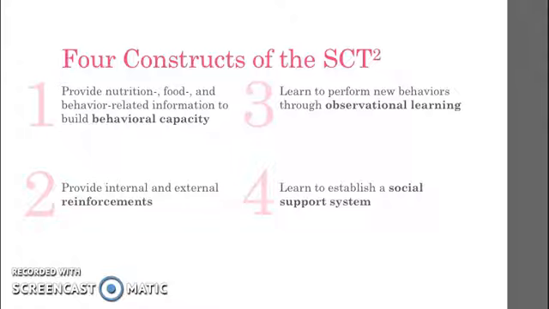These reinforcements may be encouraged with self-initiated rewards and incentives. The third construct is to learn to perform new behaviors through observational learning. So observational learning can be acquired through demonstrations, influential role models, or group problem-solving sessions. The fourth and final construct is to learn to establish a social support system through accountability and helping relationships.